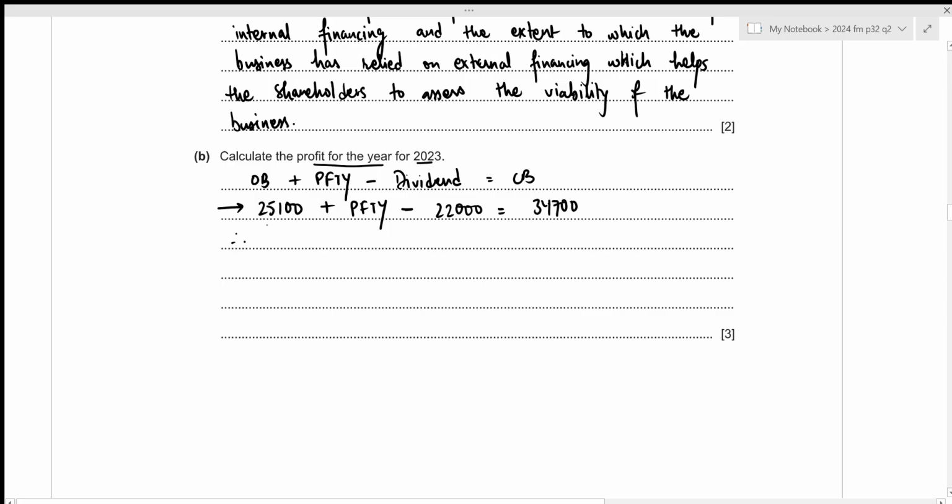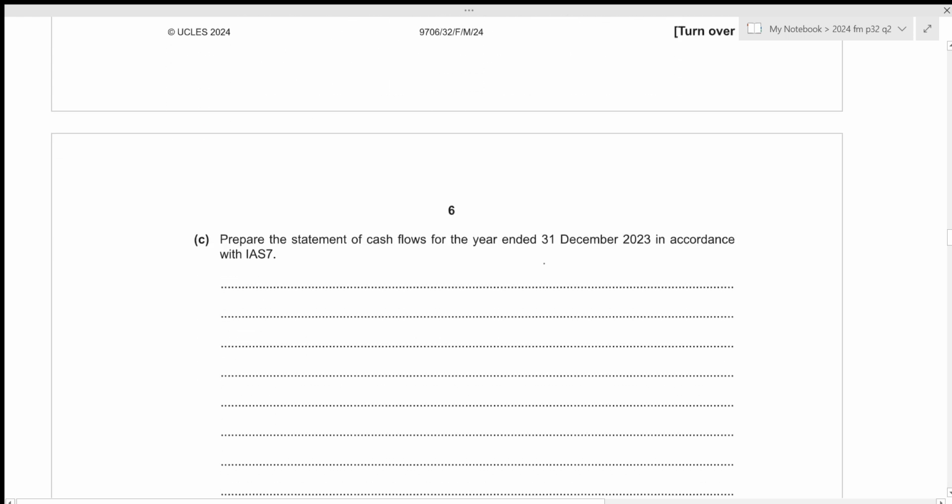Now we can easily calculate profit for the year. That will be 34,700 minus 25,100 plus 22,000. This results in the value of 31,600. That is all for the second part. Let's move towards the third one.